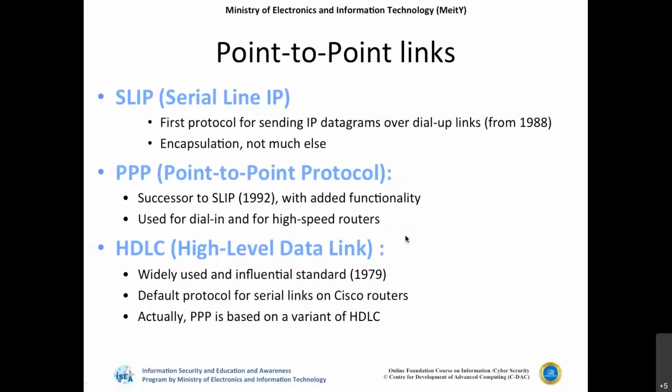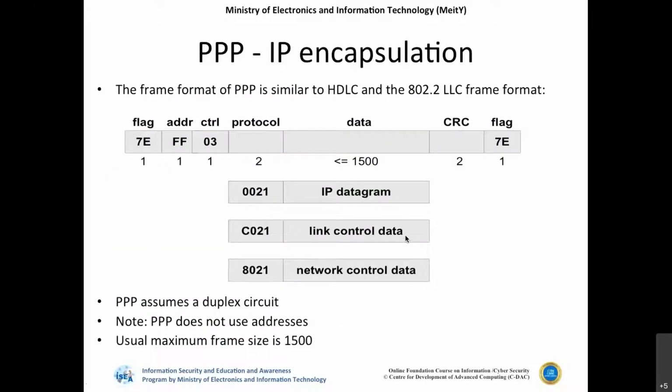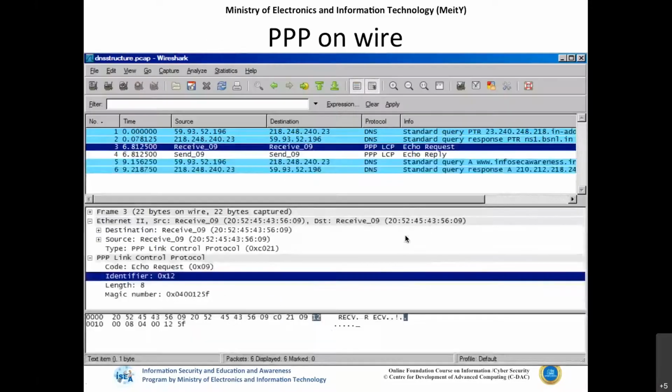As per my knowledge, HDLC was still used even 5 years ago in India. It is the default protocol for serial links on Cisco routers, and PPP is based on a variant of HDLC itself. These are the PPP IP encapsulation: because you are connected over a broadband telephone network but want to access the internet, you require IP. The frame format of PPP is similar to HDLC, and PPP IP encapsulation is required to transfer the packets logically towards the other end.